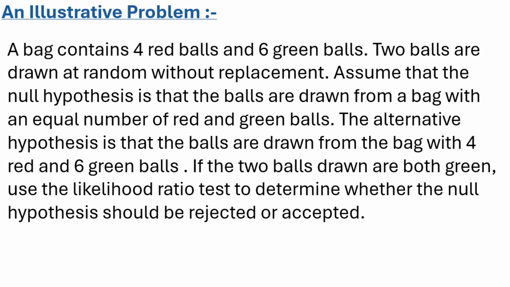The statement of the problem says that a bag contains 4 red balls and 6 green balls. 2 balls are drawn at random without replacement. We assume that the null hypothesis is that the balls are drawn from a bag with an equal number of red and green balls. The alternative hypothesis is that the balls are drawn from the bag with 4 red and 6 green balls. If the two balls drawn are both green, use the likelihood ratio test to determine whether the null hypothesis should be accepted or rejected.